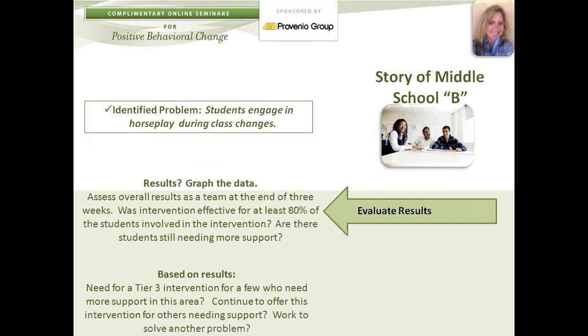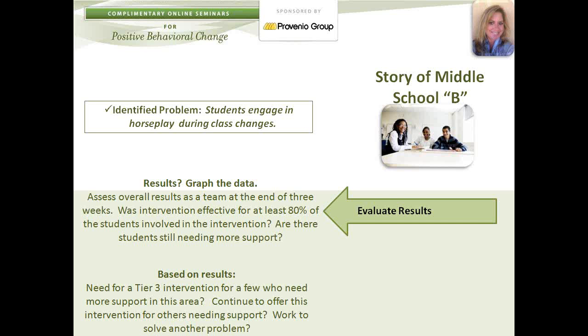When they went to evaluate the results, and now this again is after they've completed the 3-week intervention, the first time with these 10 students, they assessed the overall results. They determined that the intervention was effective for 9 out of 10 students, which was at least 80%. Obviously, that's 90%. And there was one student who still needed more support. So that student was going to work individually with someone else to try to get their behavior in check.